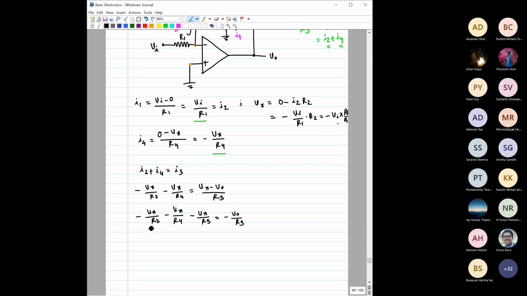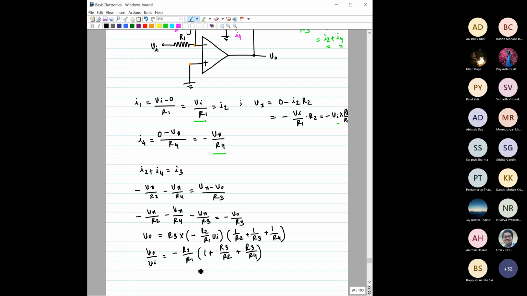Right. So from here, you can say V output would be equal to R3 minus R2 by R1, Vi into 1 by R2 plus 1 by R3 plus 1 by R4. So V output by Vi would be equal to, I would like to keep R2 by R1 outside, and take R3 inside so that this R3 cancels. So we will get 1 plus R3 by R2 plus R3 by R4.